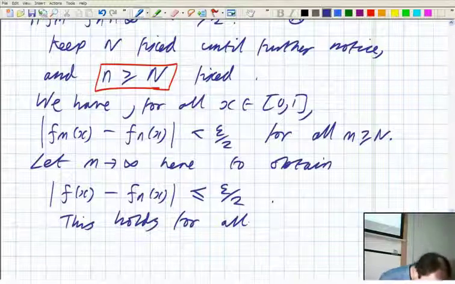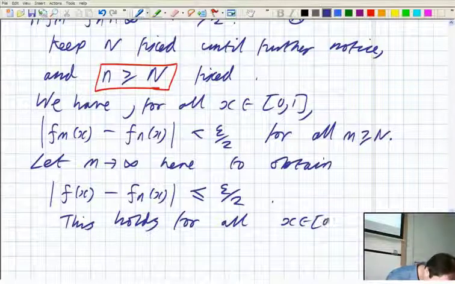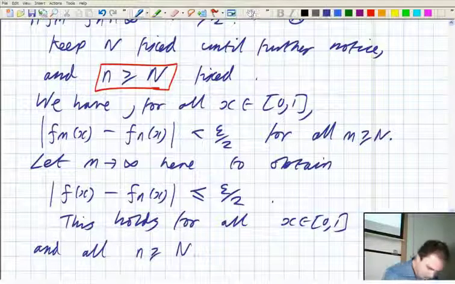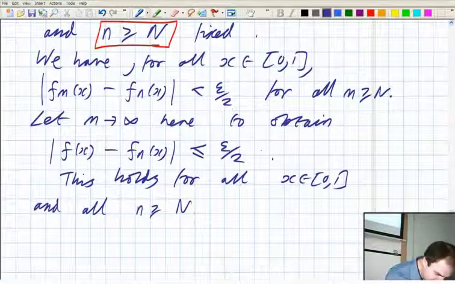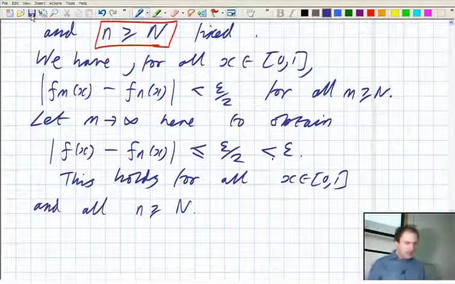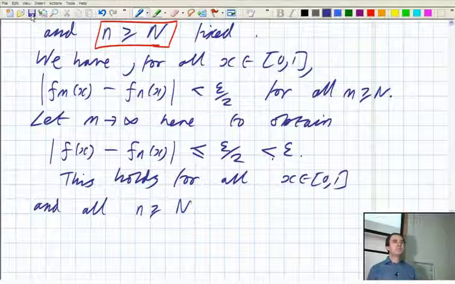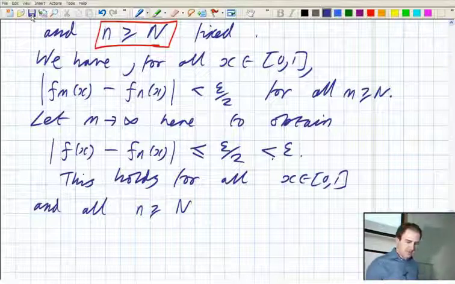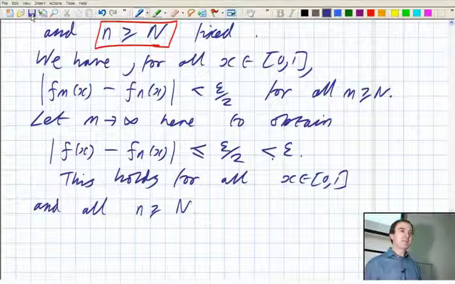For all x in [0, 1] and all n greater than capital N. By the way, you may wish to observe that this is less than epsilon. So what have I just proven? I took an arbitrary epsilon greater than 0 and I found a capital N so that beyond that point, mod fn of x is close to f of x within epsilon for all x in [0, 1]. What does this prove?